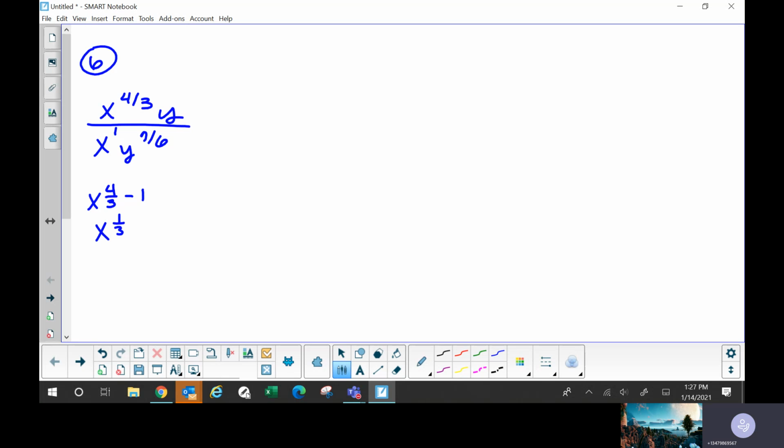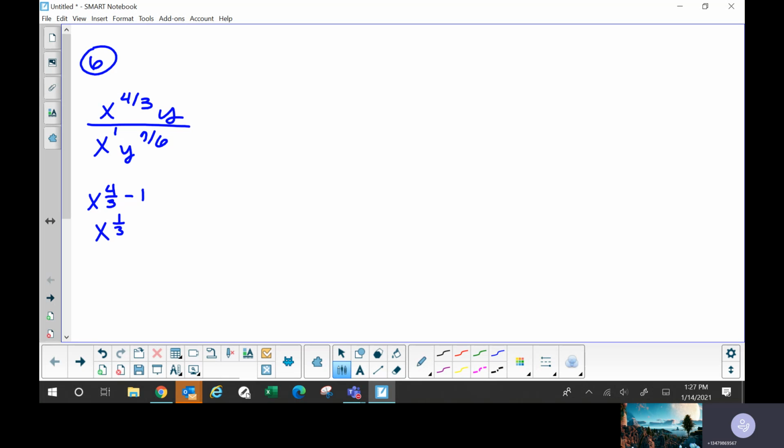Wait, why are you subtracting? It was part of your rules, part of the quotient rules. So this is the quotient of powers property. When you have the same base, you can subtract your exponents if they're in a fraction. So you would subtract the bottom one from the top one. That's why I subtracted 4/3 minus 1, and that gave me x to the 1/3, because 4/3 minus 1 is 1/3.